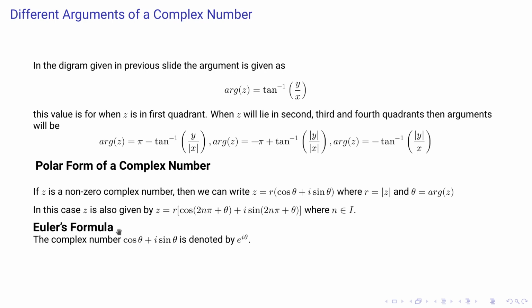Now, Euler gave a formula for this complex number, which is denoted by e to the power i theta. In this case, the value of r is 1 over here. So, the general equation will become r e to the power i into (2n pi plus theta), where r will be the modulus, and then cos of 2n pi plus theta and i sin of 2n pi plus theta will be represented by e to the power i(2n pi plus theta).